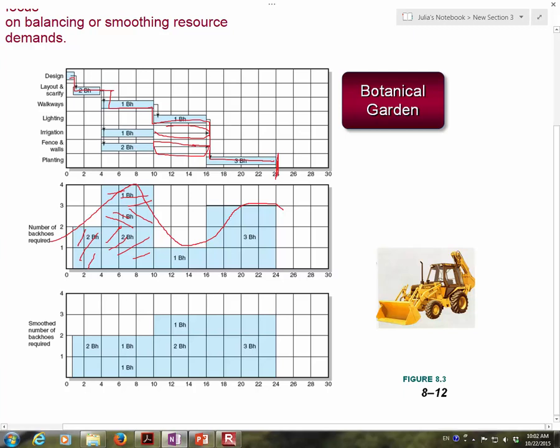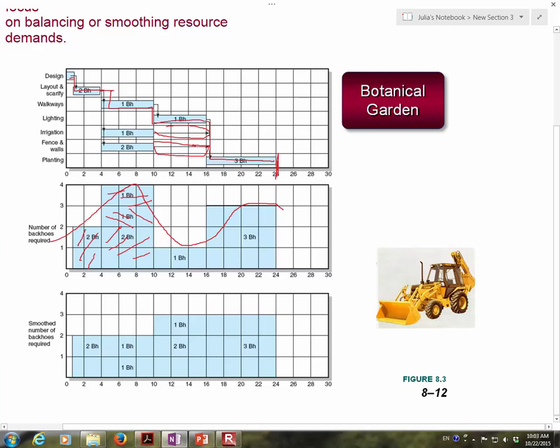Okay, if we delay irrigation, if we move irrigation to this area, start on day 10, finish on day 16, our resource profile will become 2, 3, 2, 3. Okay, so we have 2, 3, 2, 3. It's not very smooth. If we delay fence and walls to start on day 10, okay, we will have better results.